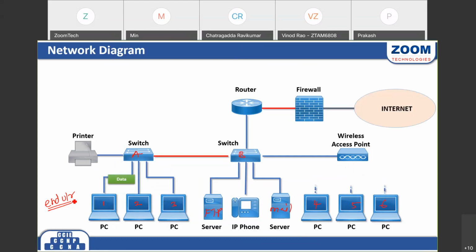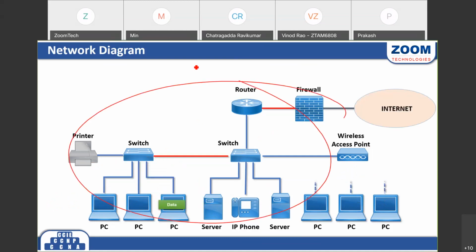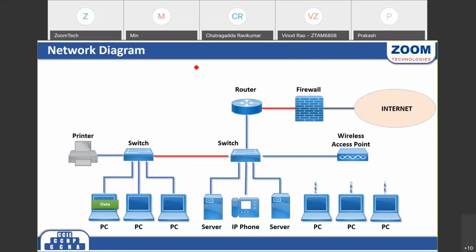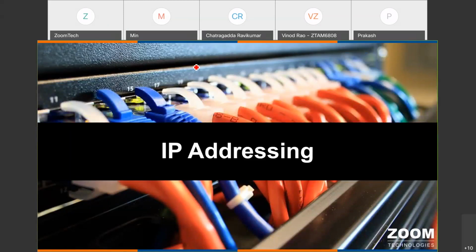So this is the connectivity, but now how can PC1 identify PC2? How can PC1 identify a printer, or how can PC1 identify a file server? So to identify a device in the network, we require what? Very good, IP address. So today our topic is also IP addressing.